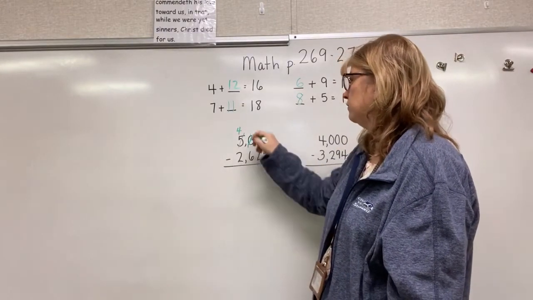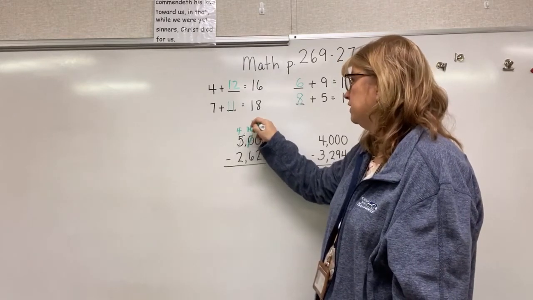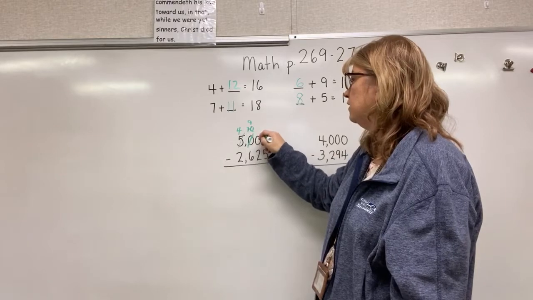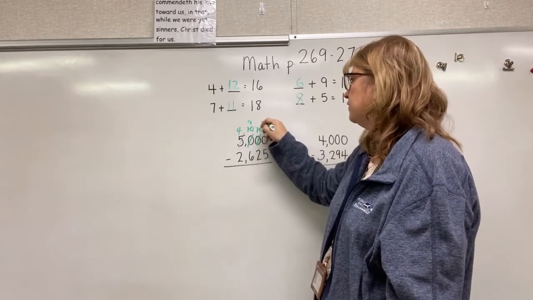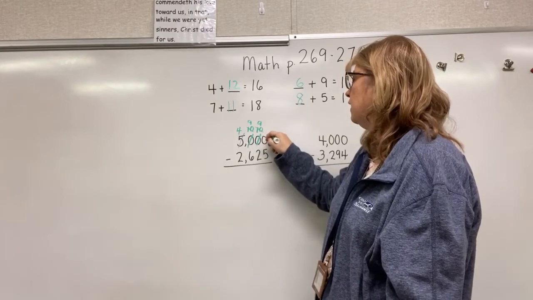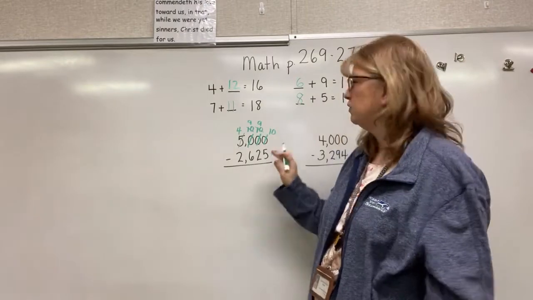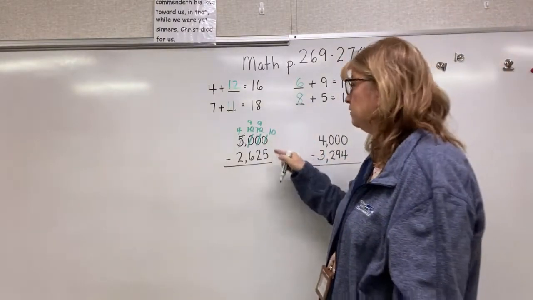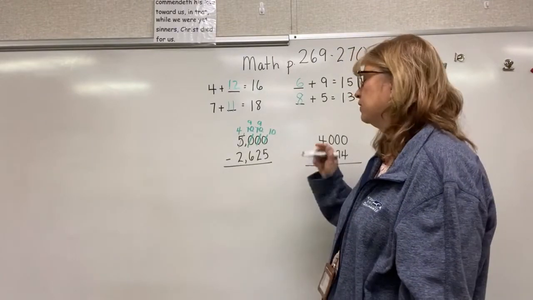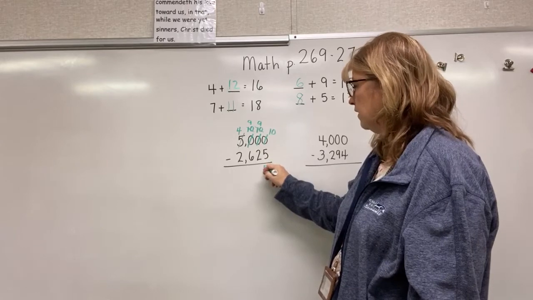Cross out the 0, make it a 10. Cross out the 10, make it a 9. Cross out the 0, make it a 10. Cross out the 10, make it a 9. And cross out the 0 and make it a 10, and then we stop. We do not make that other 10 a 9. We stop because 10 we can subtract from 5, or we can subtract 5 from 10. 10 minus 5 equals 5.